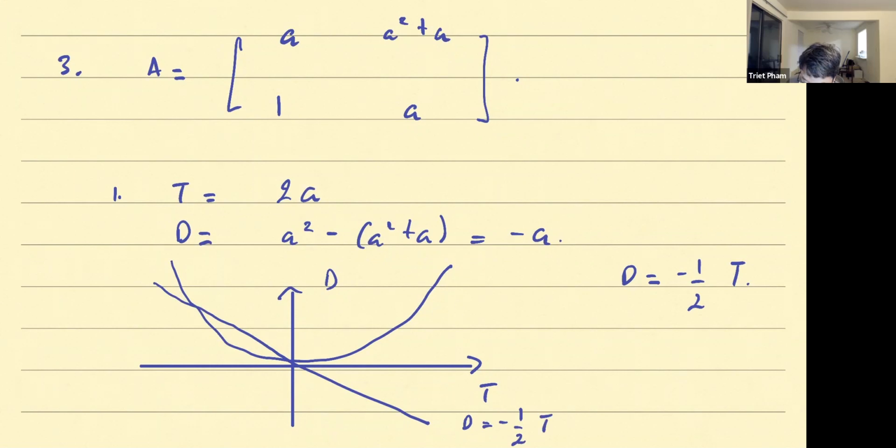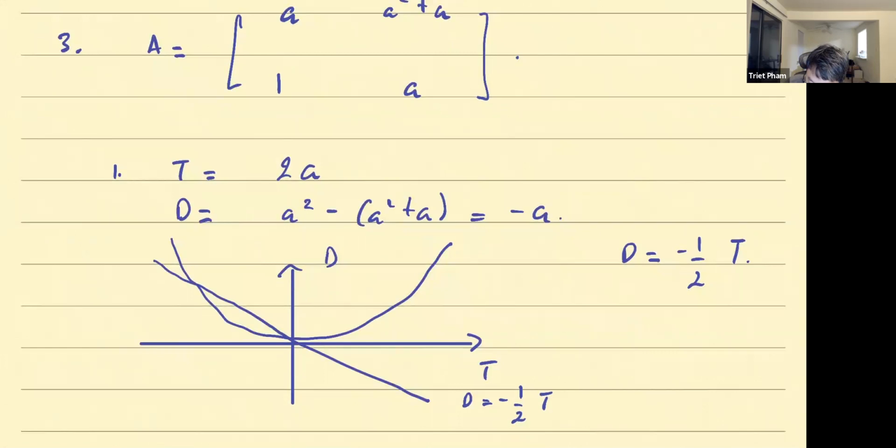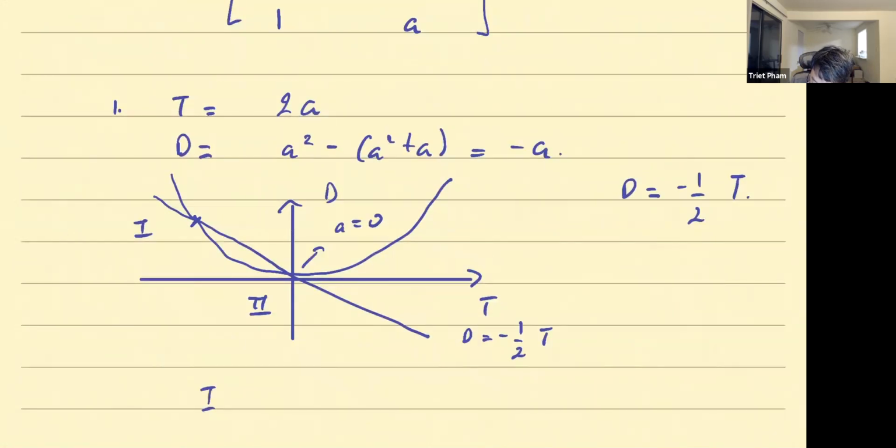Okay. So how many bifurcation values do we see? 2, exactly. Here and here. I think this point is easy, I'll do it for you. This is a equal to 0. What about this point? What is the value of a at the first one?